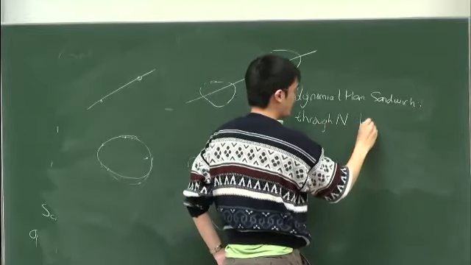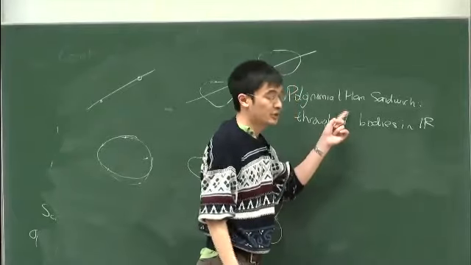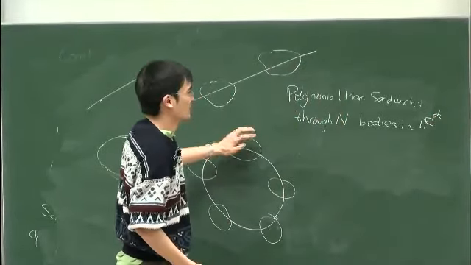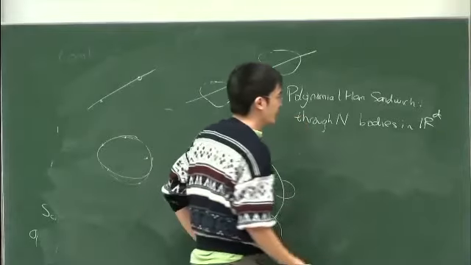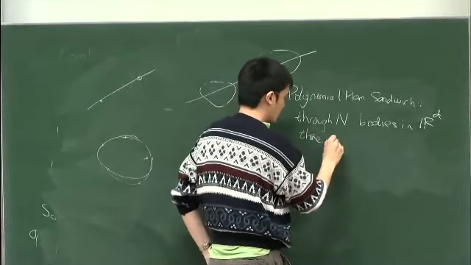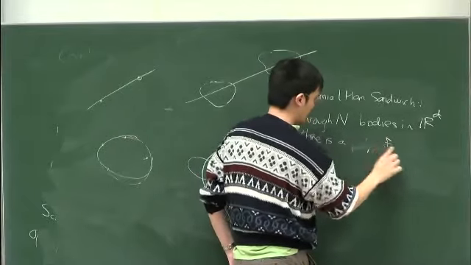Through n bodies in R^d, and this is the fact that only works in Euclidean space. It doesn't even make sense, this bisection, say, over a finite field. Given n bodies in R^d, there is a polynomial. Well, there's a hypersurface.